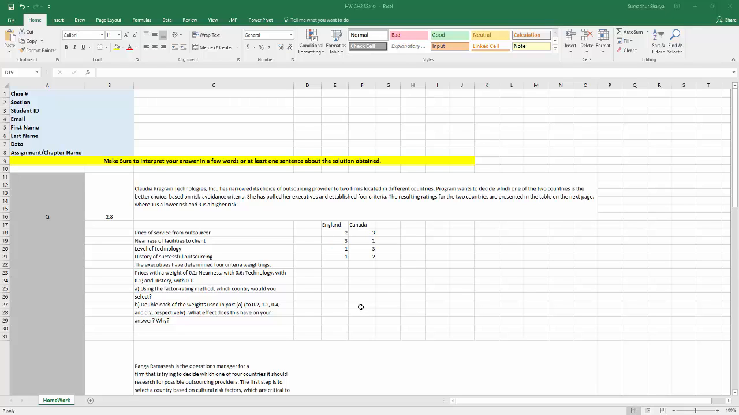Now, another question we are given is, let's say this company's operations manager for the firm is trying to decide which one of the four countries they should choose. First step is to select a country based on the cultural risk factor. Now, this is again the same risk factor. Lower the risk, the better it is.